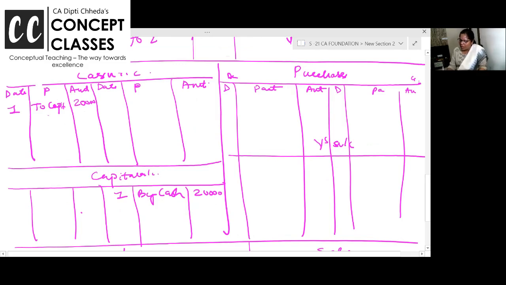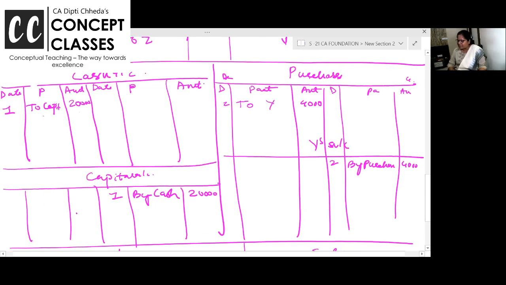Purchase account debit to Y. We have purchased the goods from Y on second, 4,000. Purchases account debit to Y, 4,000. Sorry, purchases to Y. So the purchase account debit side, Y; in Y's account, credit side, by purchases. Don't miss giving double effect at the same time. Purchase account debit to Y, Y account credit by purchase.